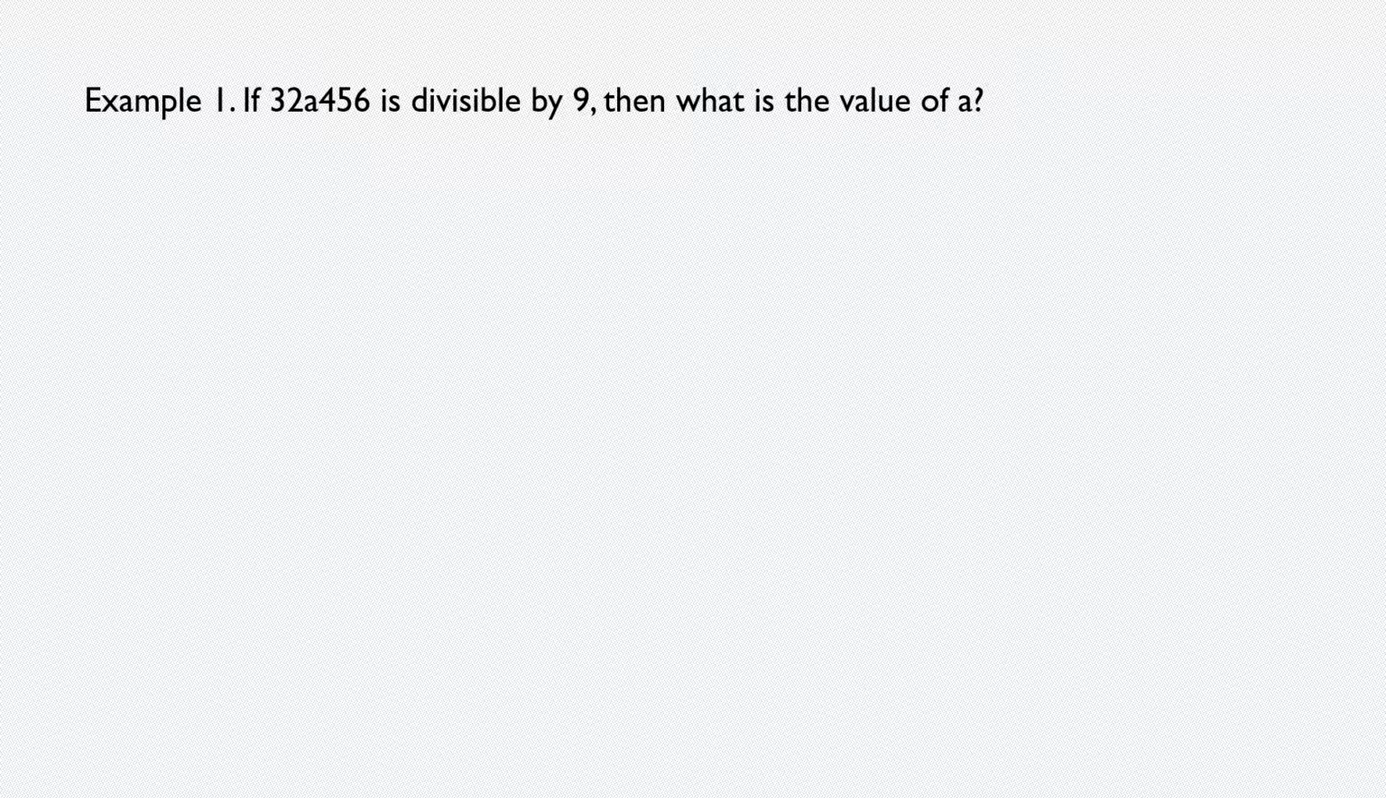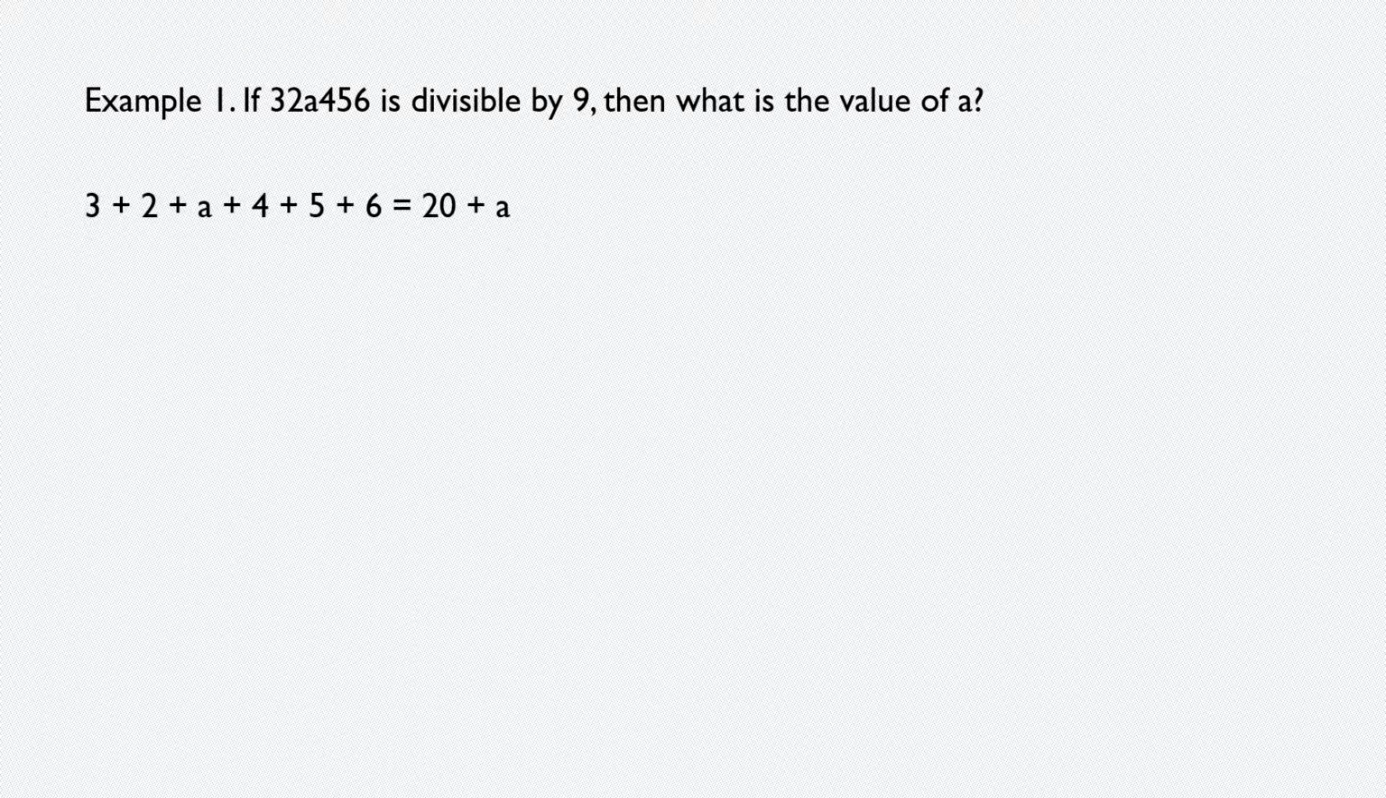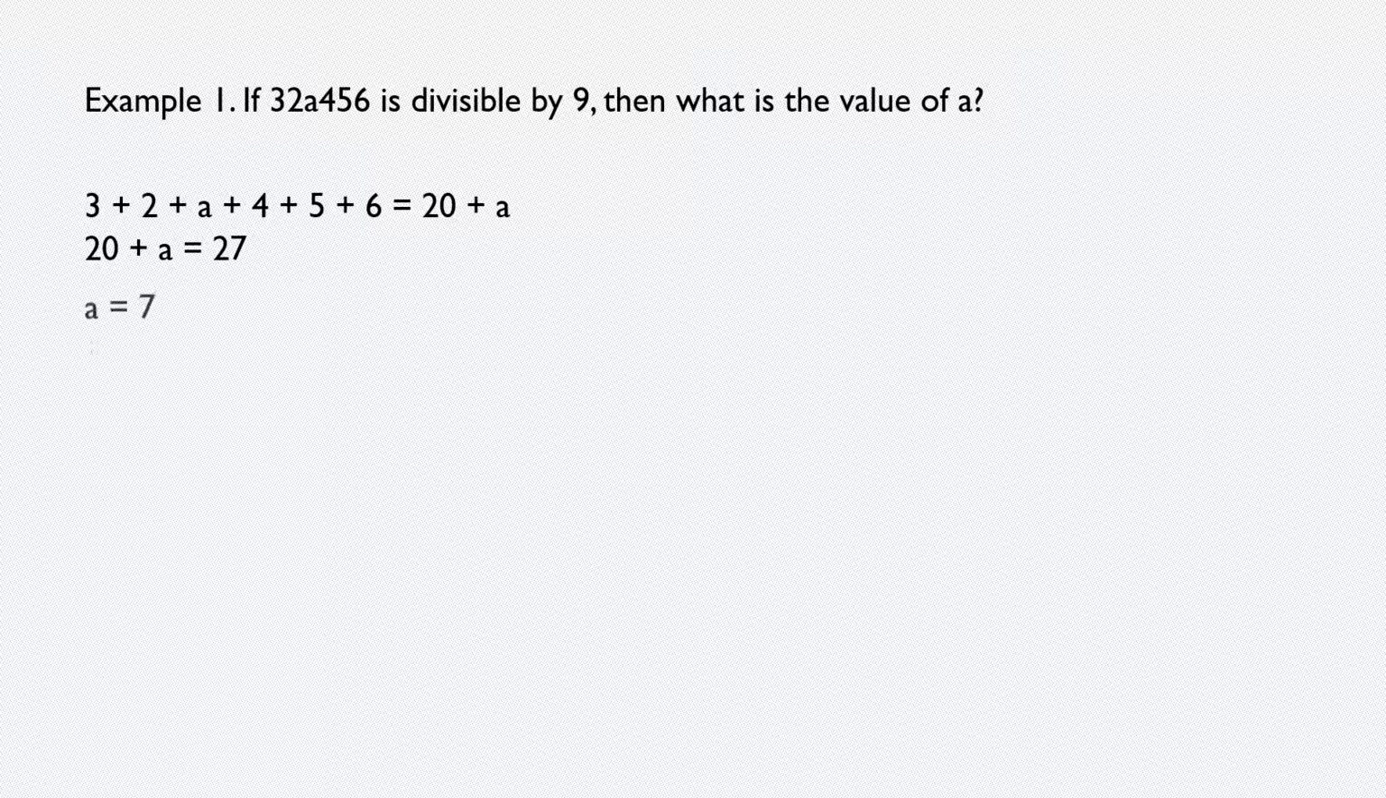Now let's look at some examples. So first, if 32A456 is divisible by 9, then what is the value of A? We know the rule for 9 is you perform a sum of the digits. And if the sum results in a number that is divisible by 9, then the entire number is divisible by 9. Let's perform our sum, and we have 20 plus A as the result. That means 20 plus A must be a multiple of 9. So what's the closest multiple of 9 that's greater than 20? That is 27. So 20 plus A should equal 27. Therefore, A should equal 7.